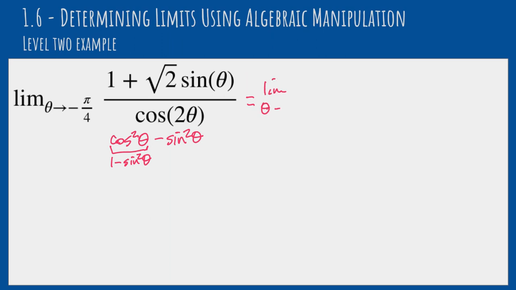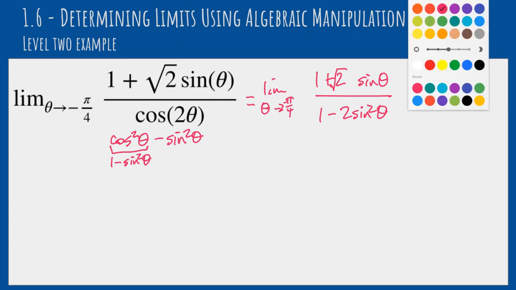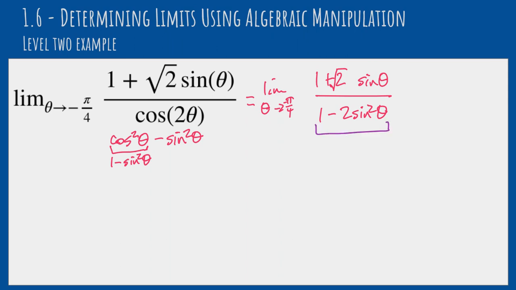So we have the limit as theta approaches negative pi over 4 of 1 plus square root of 2 sine of theta over, so this is going to be 1 minus 2 sine squared of theta. Now I'm going to factor the denominator here as a difference of squares. This isn't something that might immediately be obvious, but 1 is a square, sine squared is a square, and then we could think of 2 as the square root of 2 squared. So that's going to be, so on top it stays the same.